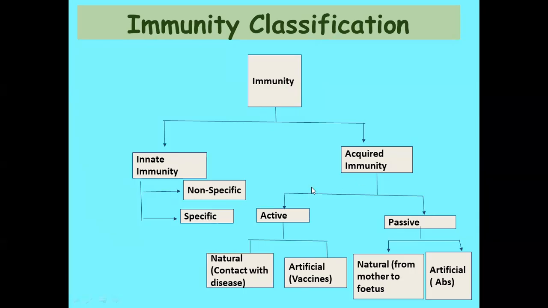And acquired immunity is divided into two types: active immunity and passive immunity. Again, active immunity is divided into two types: naturally active immunity and artificial active immunity.